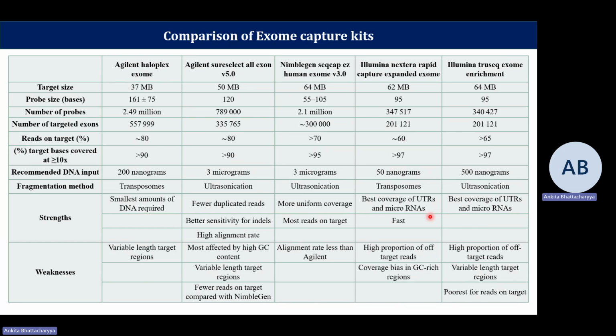Then you can see that Illumina Nextera has a large number of off-target reads also, which is the same for Illumina TruSeq as well. For Nextera, coverage bias is present or is observed in GC rich regions. Whereas here you can see that it is very poor for reads on target. It has variable length target regions, but it also has its own set of advantages. So each of the methods you can observe here has some pros and some cons, and none of them are foolproof. But depending on your objective and your requirements, you can choose what is most optimum for you.